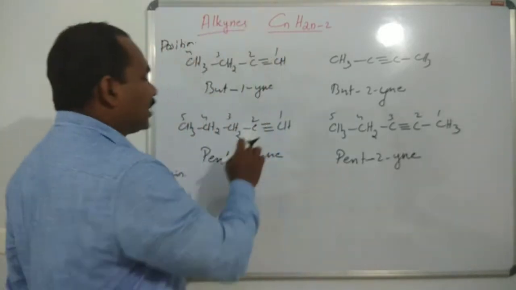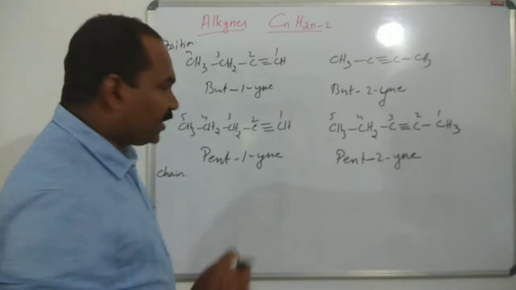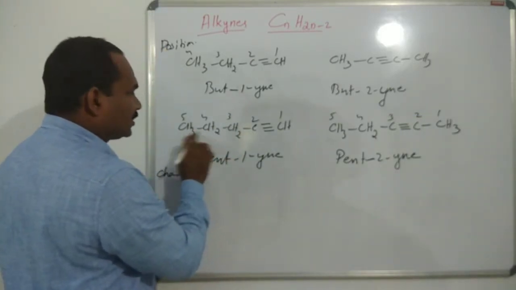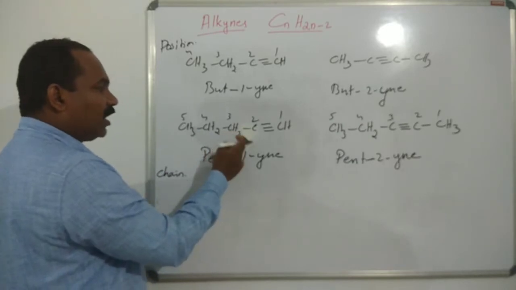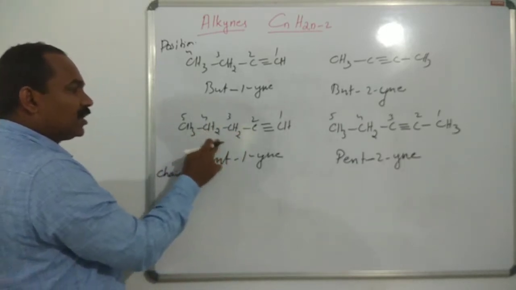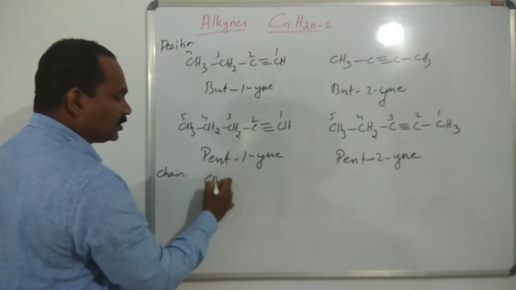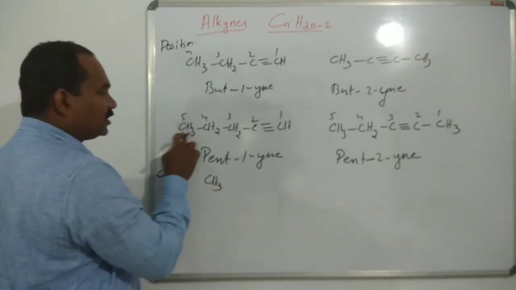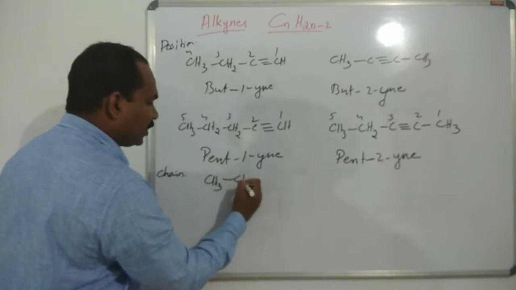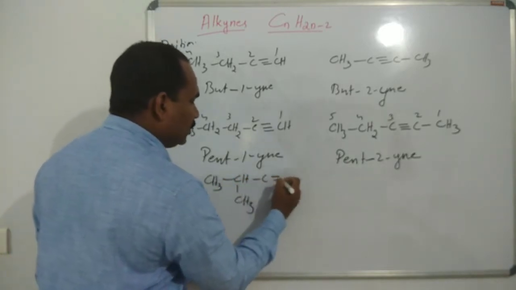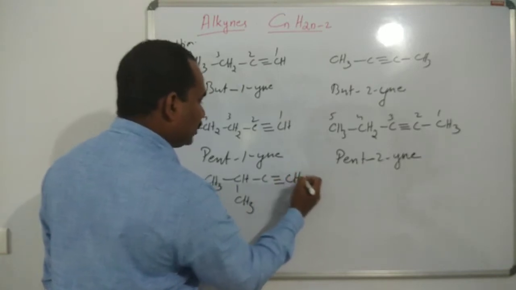But pentyne has chain isomerism. This CH3 comes in this place and one of the hydrogens is replaced. What do we get? This CH2 becomes CH3. The CH3 migrated to the second carbon atom. So CH, CH3, C triple bond CH.